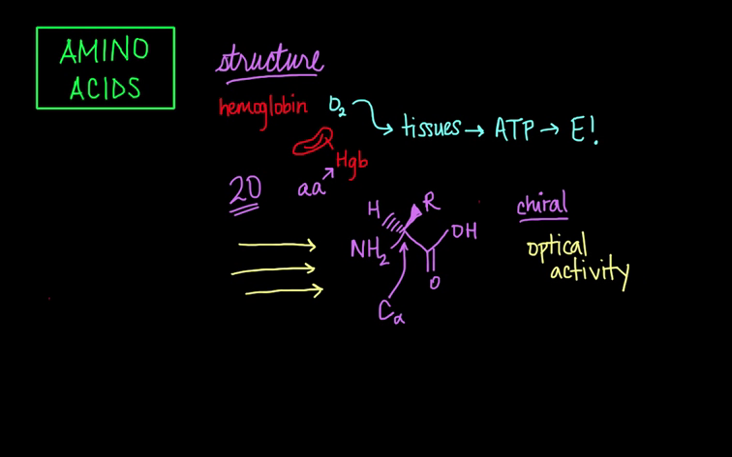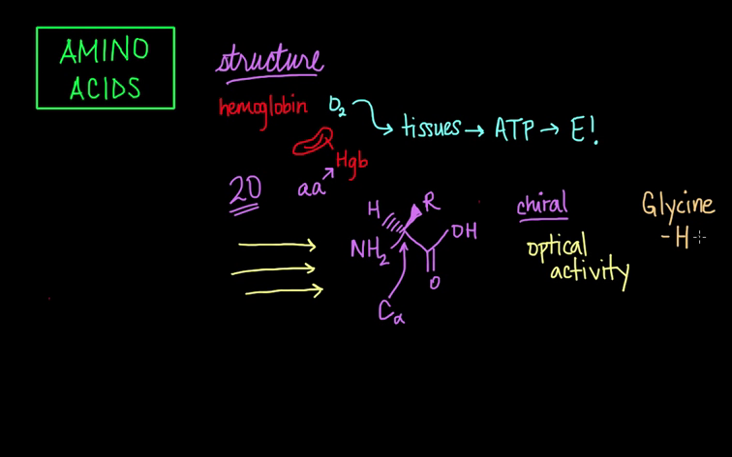Now, it's important to note that there is one exception among the amino acids for chirality, and that is the amino acid glycine. That's because the side chain, or R group, for glycine is just a hydrogen atom. It is the simplest of all side chains, just one hydrogen atom.